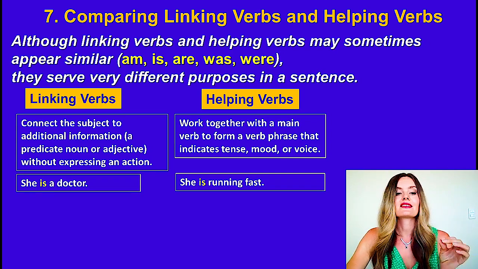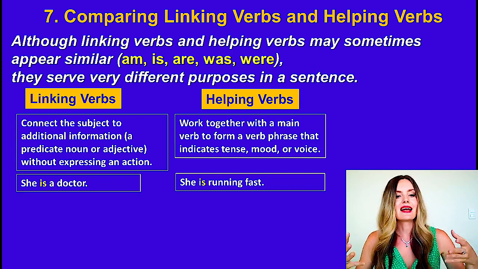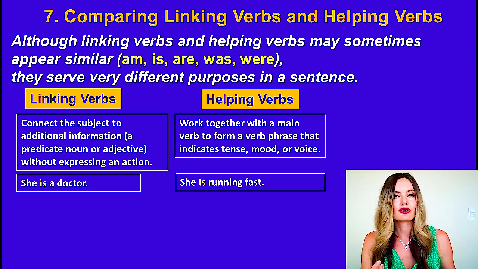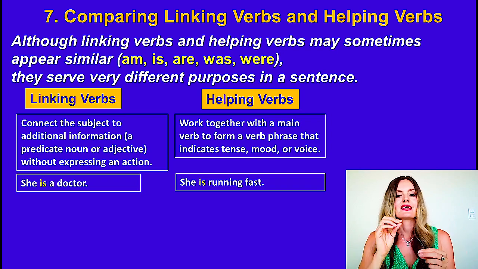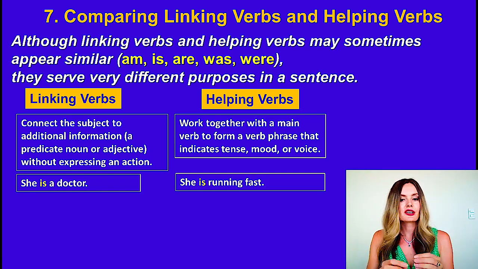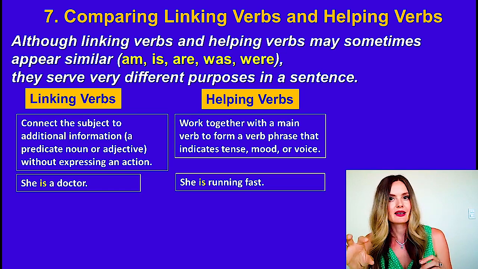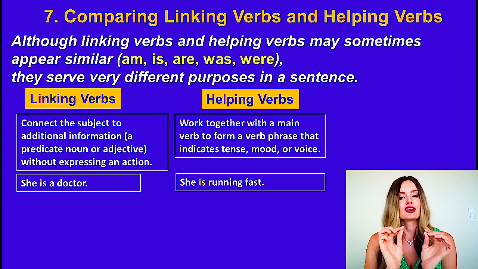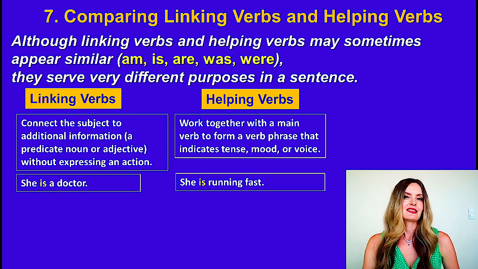In the first sentence, she is a doctor. Is is a linking verb because it links the subject she to the complement a doctor. It does not express an action. But in the second sentence, she is running fast. Is is a helping verb because it works together with the main verb running. Is running, and they form the verb phrase for present continuous. She is running. Is running is a verb phrase for present continuous.